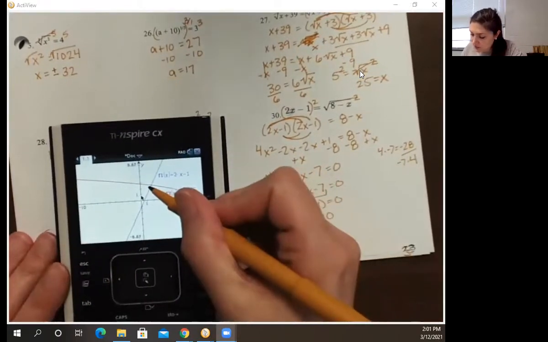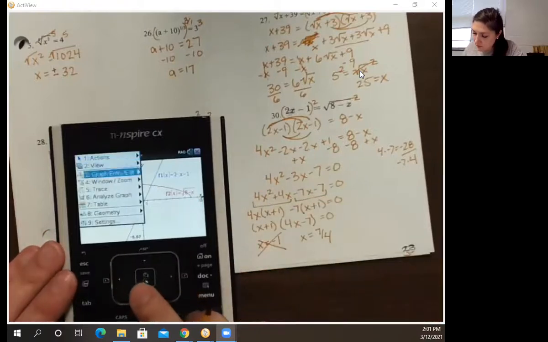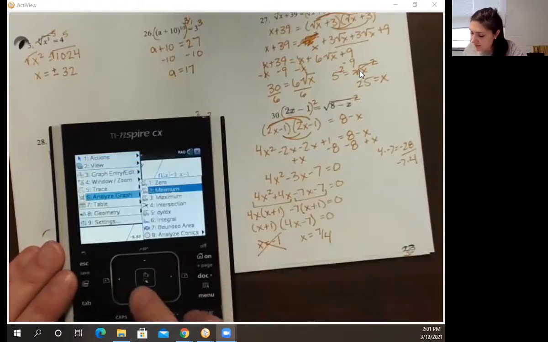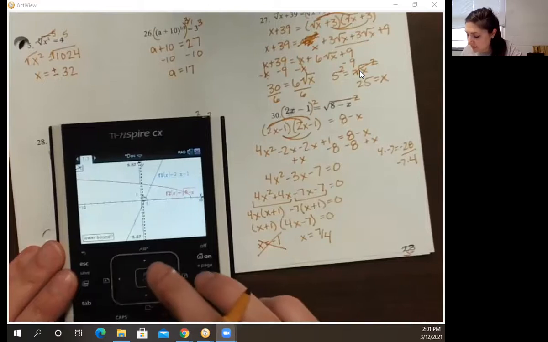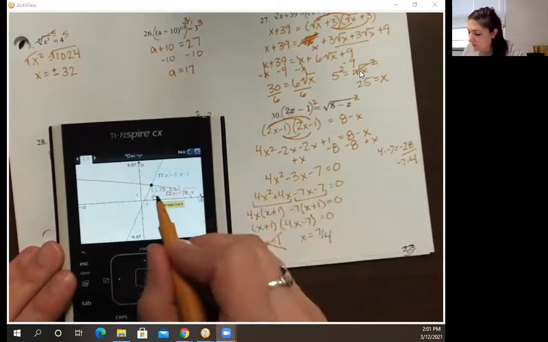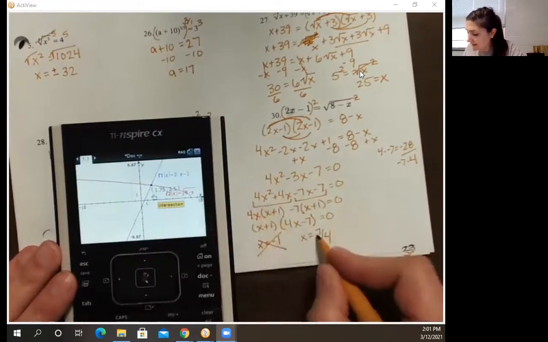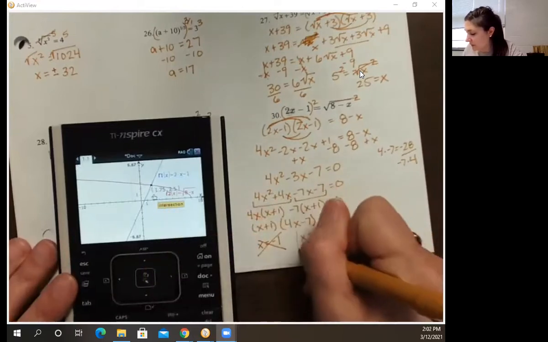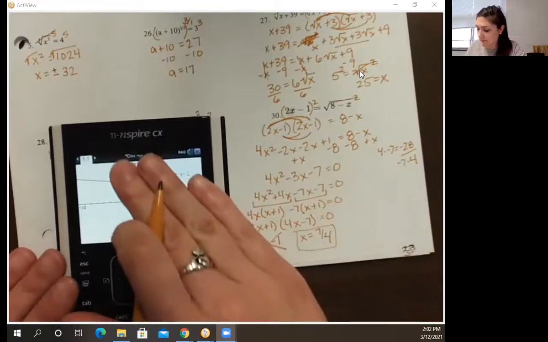And then if I double check my solution here, menu, analyze graph, find that intersection, and I click on either side, I get 1.75. That's the same as 7 over 4. So this would be our only real solution here.